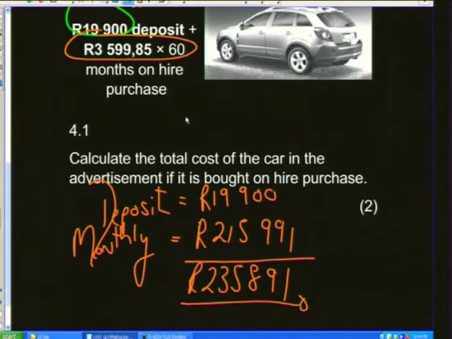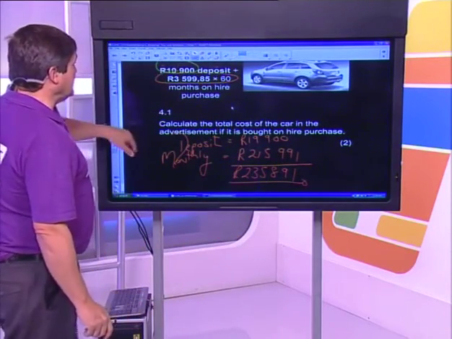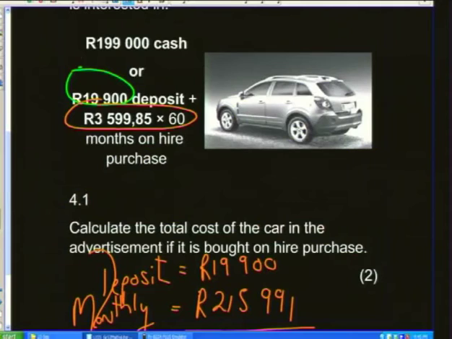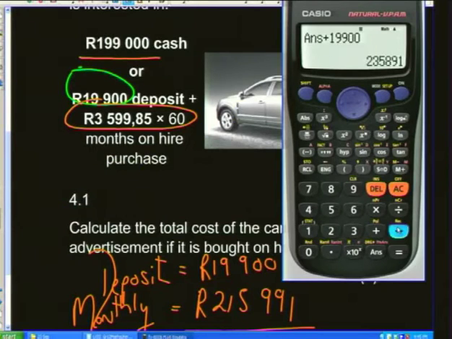235,891 Rand. So that's how much this car is going to cost me if I buy it on hire purchase. If I paid cash, it would only have cost me 199,000. So how much interest have I actually paid on this vehicle? Let's have a look. 235,891 minus 199,000. Equals: because I didn't pay cash, the car has cost me an additional 36,891 Rand. So I bet you're out there saying, well, why don't we just buy things for cash then?